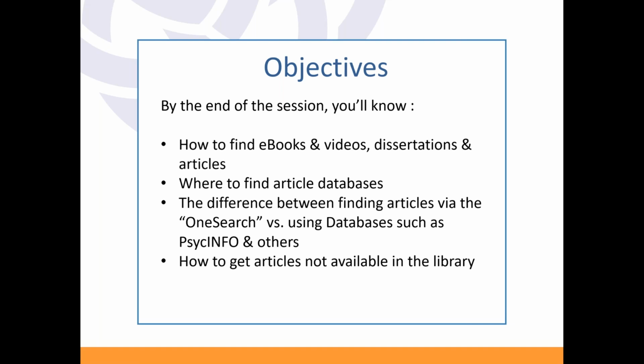We'll also look at how to get articles that are not available in the library. And this is really key too. For most shorter papers and discussion posts, you should be able to find what you need full text in the library. However, once you get into the dissertation stage, or if you're doing a larger research paper, there may be instances where you'll need to order those articles through our interlibrary loan system. So we'll cover that.